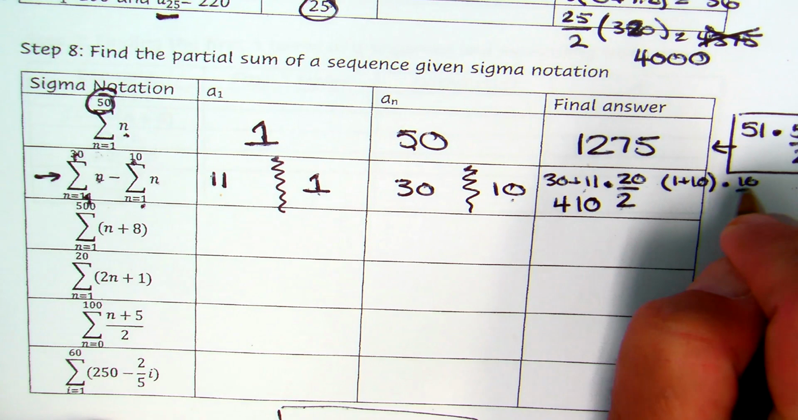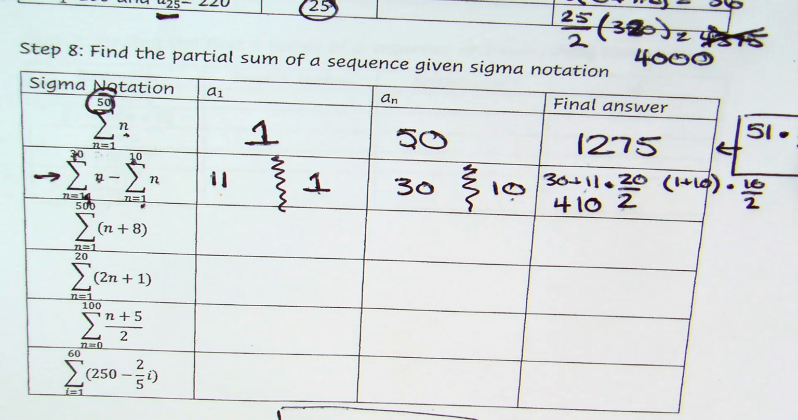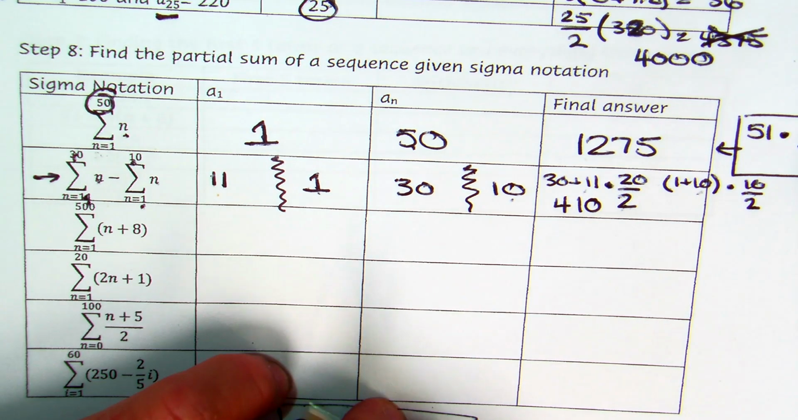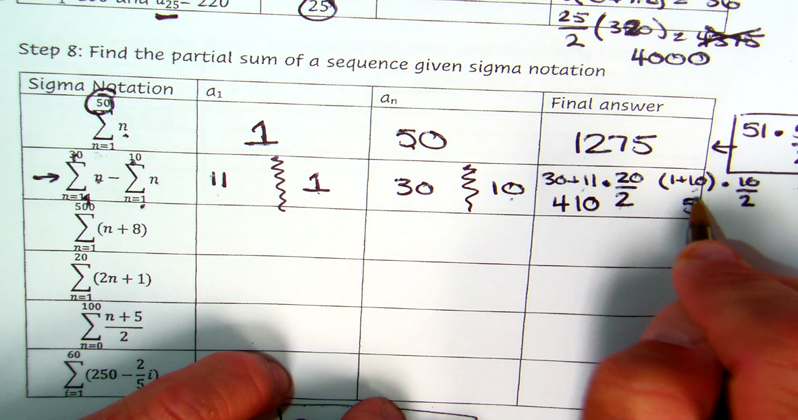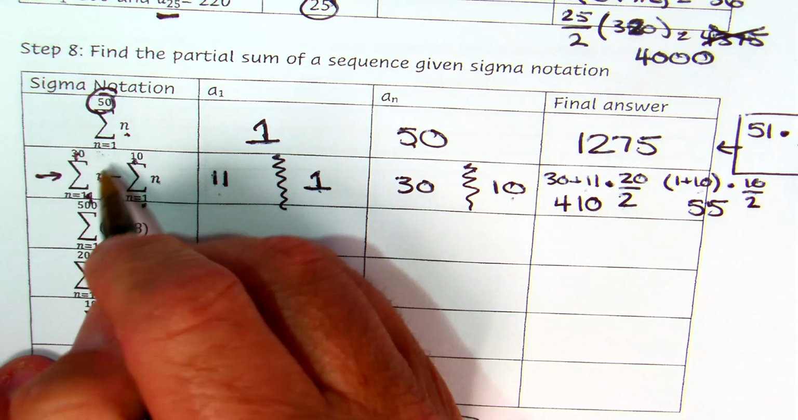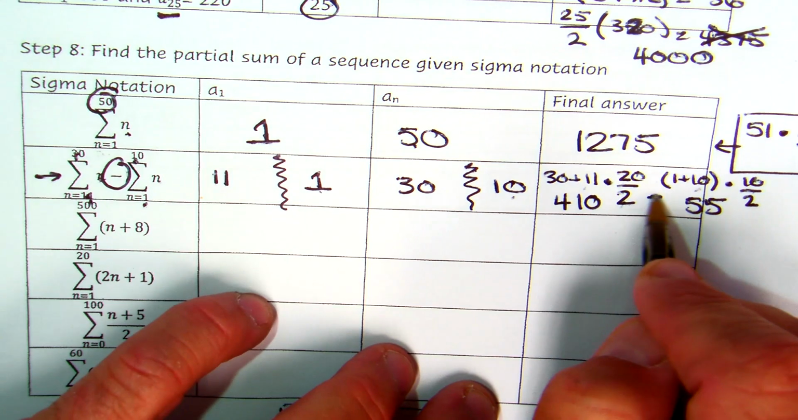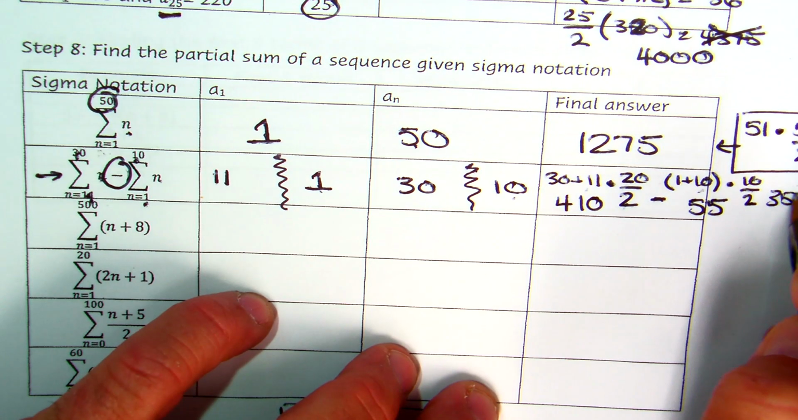So 10 divided by 2. 10 divided by 2 is, of course, 5. All right? 1 plus 10 is 11. 11 times 5 gives me 55. And then what operation in the instructions does it tell me to do to those two values? Subtract. Or just subtract my values, and I'd end up with 355.